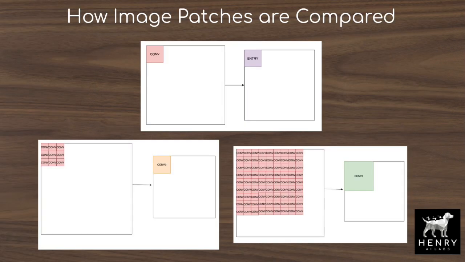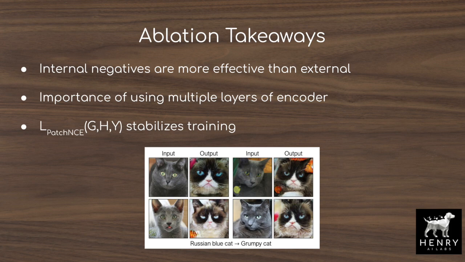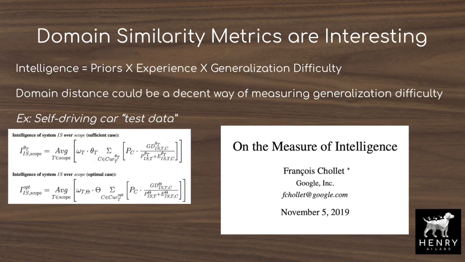This video will explain how they implement this patch level loss, similar to how object detection models use a feature extractor backbone and this hierarchy of spatial resolutions in the feature maps, as well as miscellaneous details in the paper and an exciting application of this model for measuring domain similarity in computer vision, which could be an interesting way to measure generalization difficulty as well.